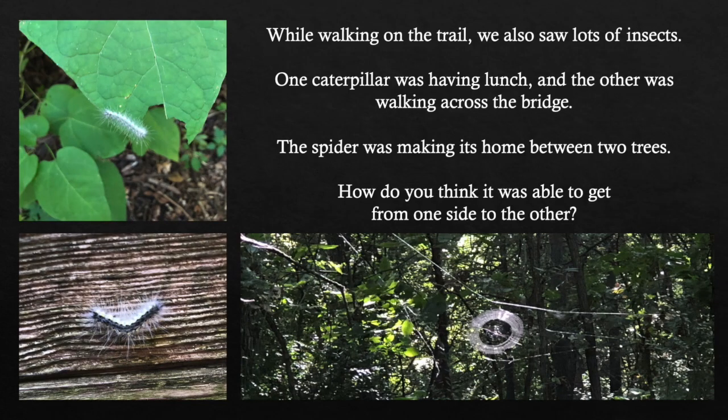While walking on the trail, we also saw lots of insects. One caterpillar was having lunch, and the other was walking across the bridge. The spider was making its home between 2 trees. How do you think it was able to get from one side to the other?